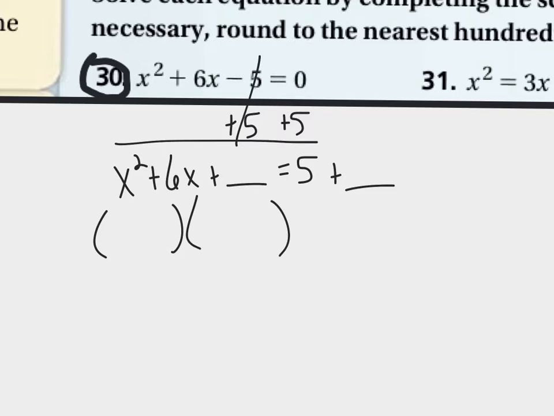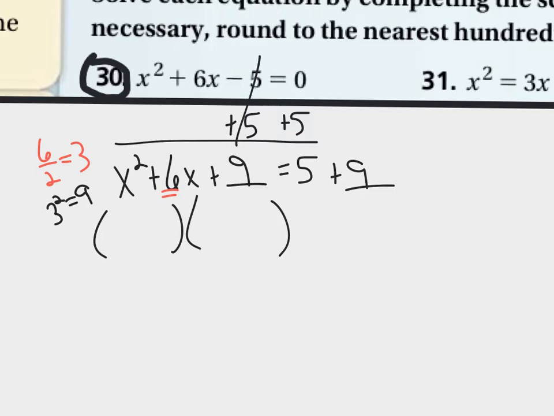And so if you remember how we did this, we have to take half of our b value, so half of 6, which is 3. And then if we square that, would be 9. So we're adding 9 on both sides.